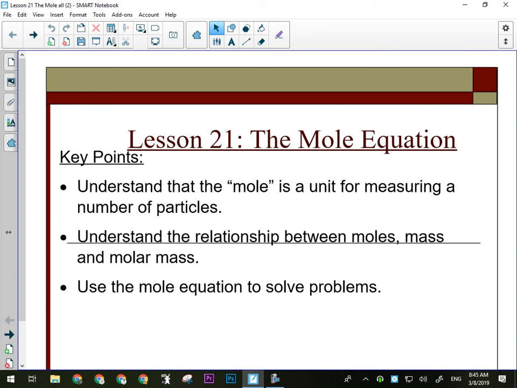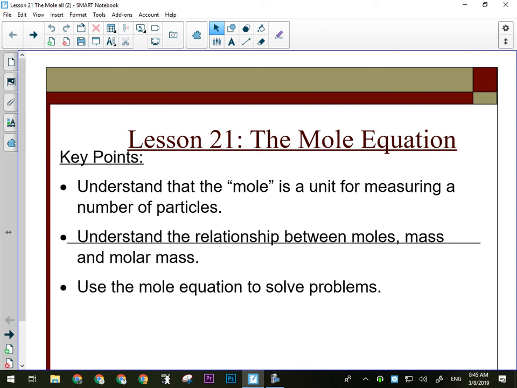In chemistry, we have a similar number, and it's called the mole. The mole is a representative number that was arrived at through a lot of experimentation. And that's what we're going to talk about today: what is the mole? How much does it represent? How does it work? So the mole is a unit for measuring the number of particles.